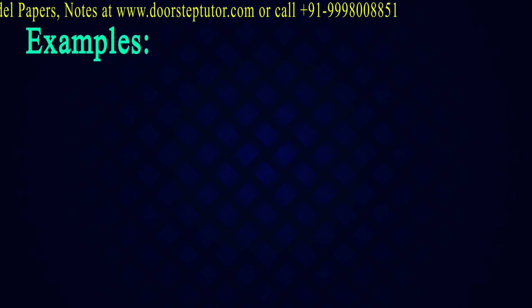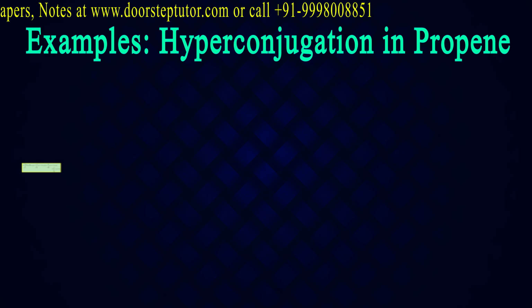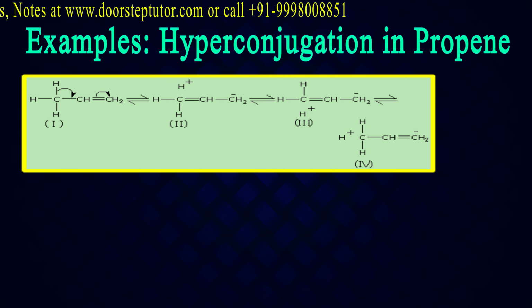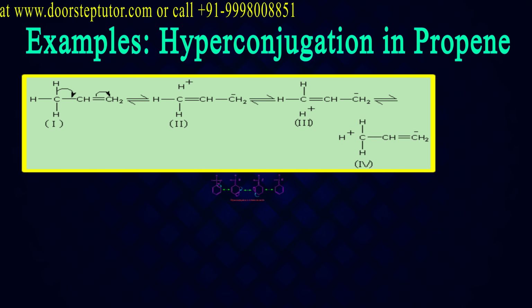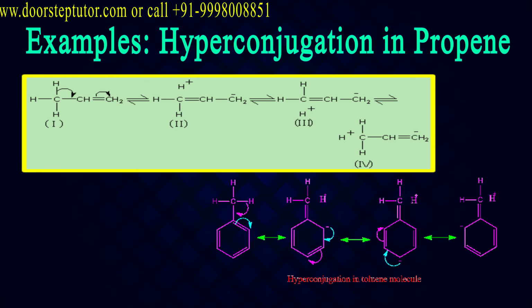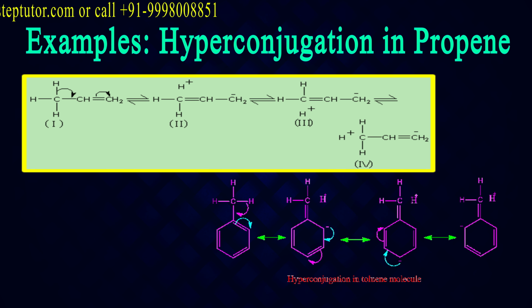Now let's talk about hyperconjugation in propene and hyperconjugation in toluene. Let's look into the first diagram. In the first diagram we have the first contributing structure. We have the CH3 group that is donating electrons to the conjugated system. Here the conjugated system is CH double bond CH2.